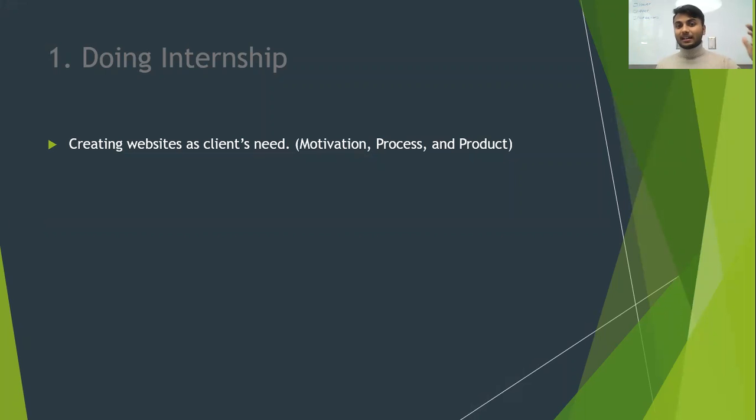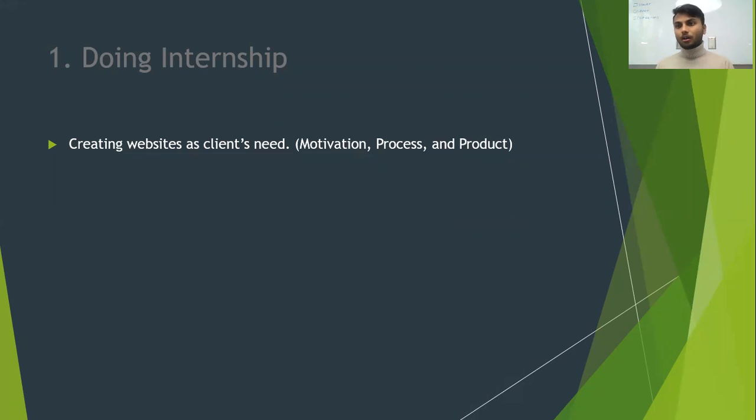So for that reason, I would use the motivation process and product model. My motivation to complete the task would be to meet the client's need. If I just create a website and it doesn't meet the client's need, then it is useless for me. So I need to be motivated to meet the client's needs, so that if I am able to satisfy the client, then I can pat myself. So that would be the motivation for me.